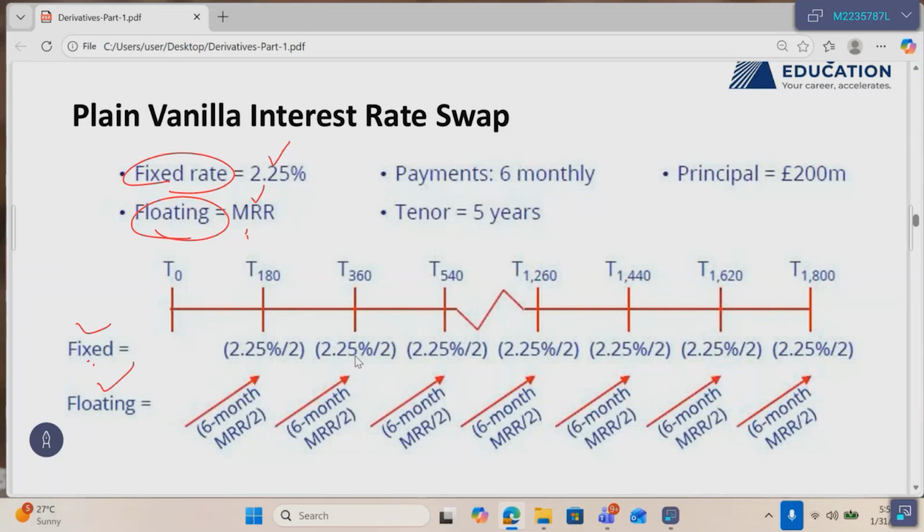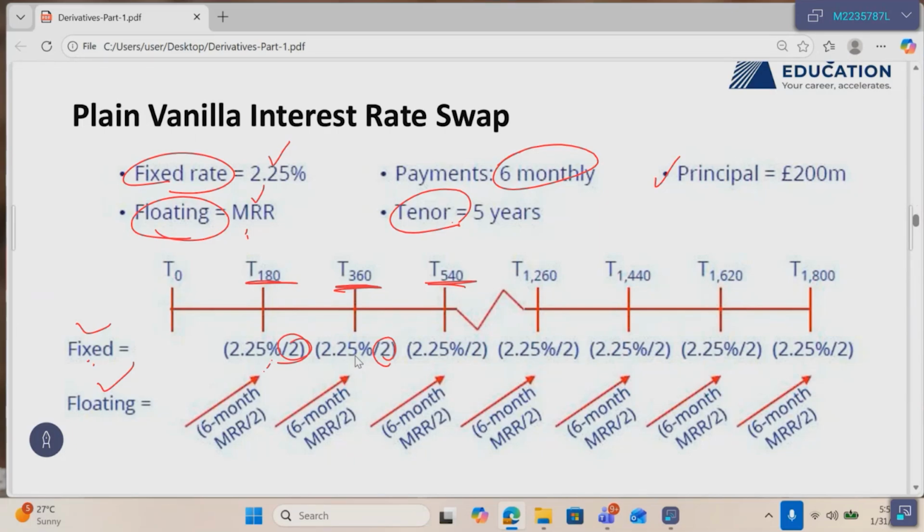Now here they're saying 6 months. Here it is 5 years, but the amount is 200 million pounds. So here I'm actually doing a swap where, look at this, 180 means after 6 months, after 1 year, after 270 days. Here I'm not even sure what exactly is happening on the inside. And you notice that because that's fixed, they are divided by 2, but you don't have much of a choice. So this is a plain vanilla interest rate swap.